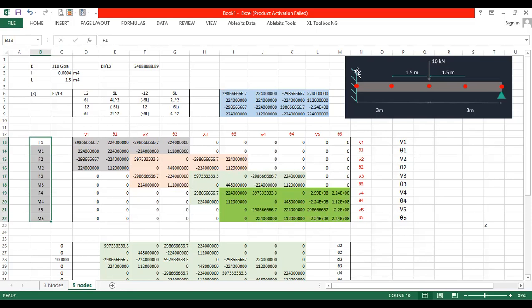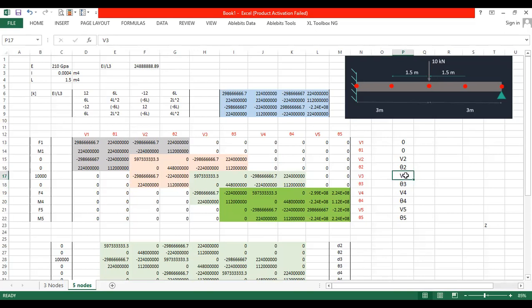At the first coordinate you have F1 and M1, the same as the 3-node element you saw earlier. And V1 and theta 1 are 0 because it's a fixed support. At the second node, you have V2 theta 2, but you don't have any reaction or external loading, so this is 0 and 0. And at F3, you have an external load of 10,000, but no external moment.